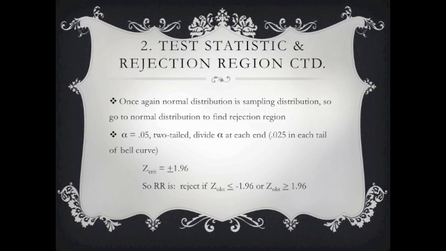This leads to the critical z-value equaling plus or minus 1.96. It is plus or minus due to the fact that this is a two-tailed test. Therefore, the rejection region is reject the null hypothesis if the obtained z-value is less than or equal to negative 1.96, or if the obtained z-value is greater than or equal to 1.96.